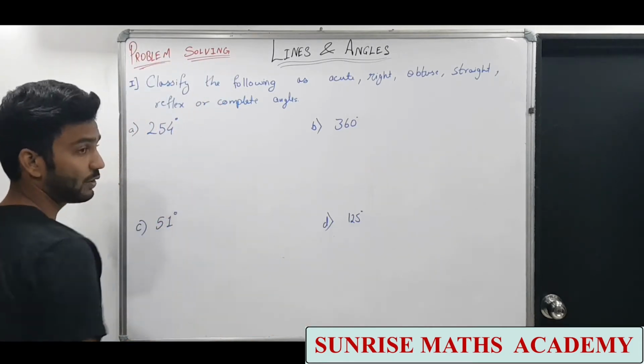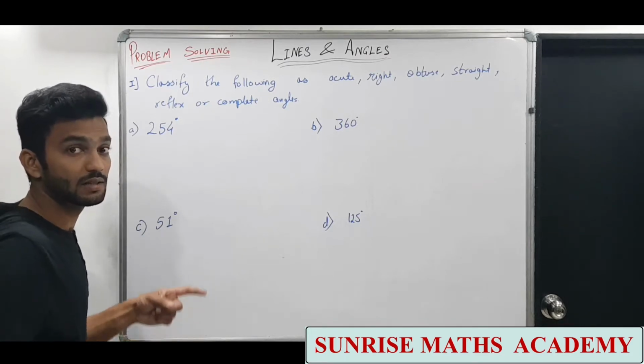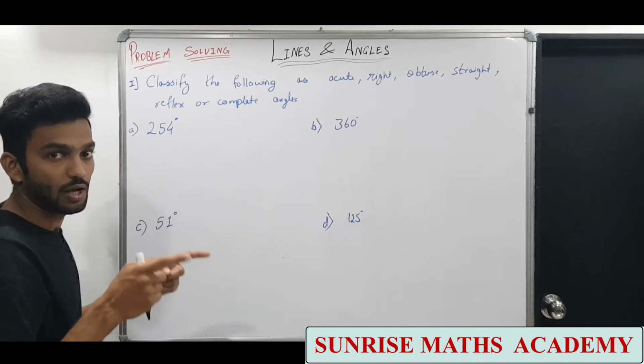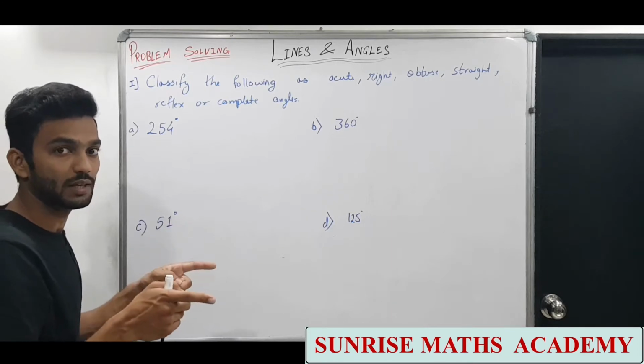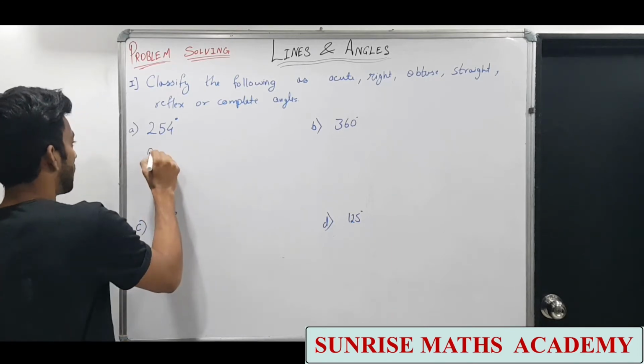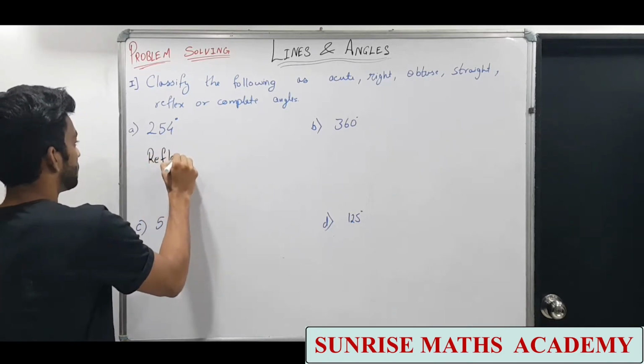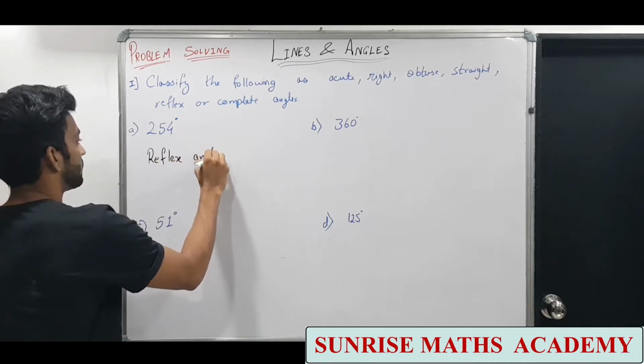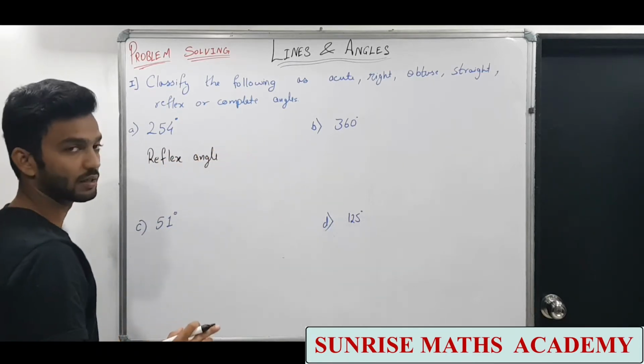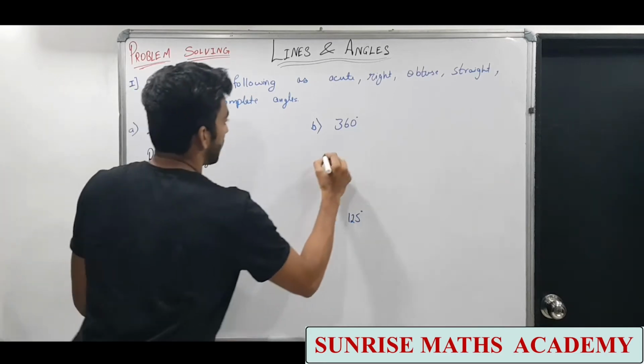254. Now as we know, 254 comes between 180 and 360. One angle which comes between 180 and 360 is a reflex angle. Next is 360 degree. 360 is the complete angle.